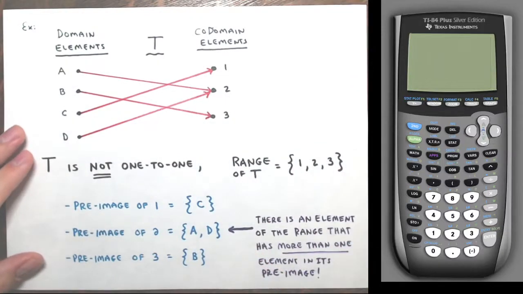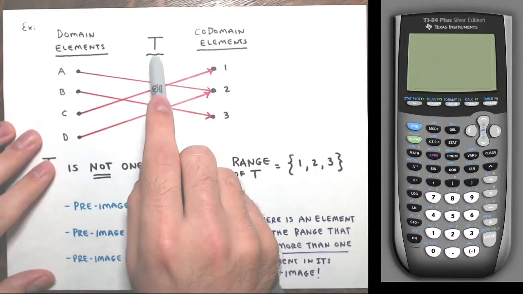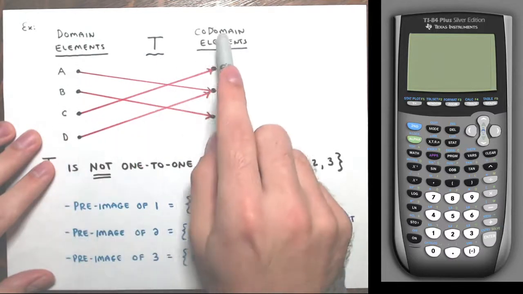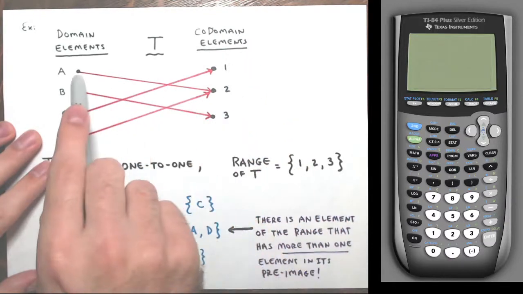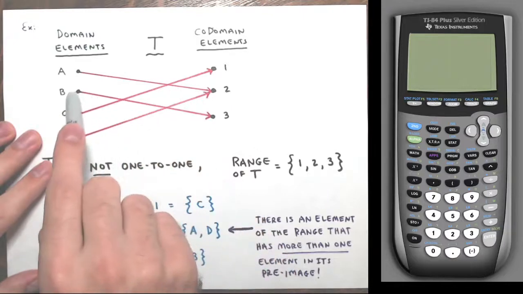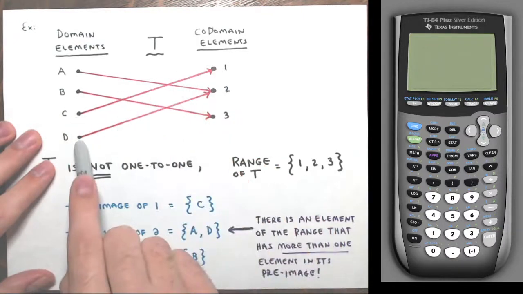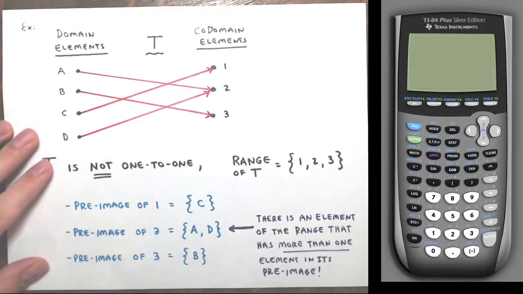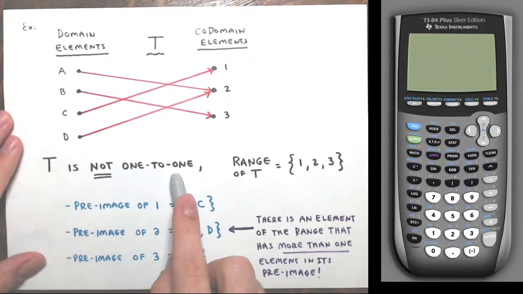So here's another picture similar to that. Again, I'll call it transformation T. My domain elements are A, B, C, D. My codomain elements are 1, 2, 3. You see A maps to 2, B maps to 3, C maps to 1, D maps to 2. All right, and do you see the issue here? Why T is not 1 to 1?